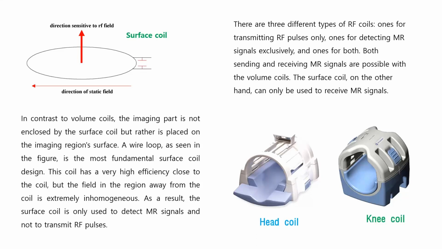There are three different types of RF coils. One is for transmitting RF pulses only. The other one is for detecting MR signals exclusively. So this coil is used just to detect the MR signal. And the last one is for both, transmitting RF pulses and detecting MR signals. So both functions are possible. Both sending and receiving MR signals are possible with the volume coils.